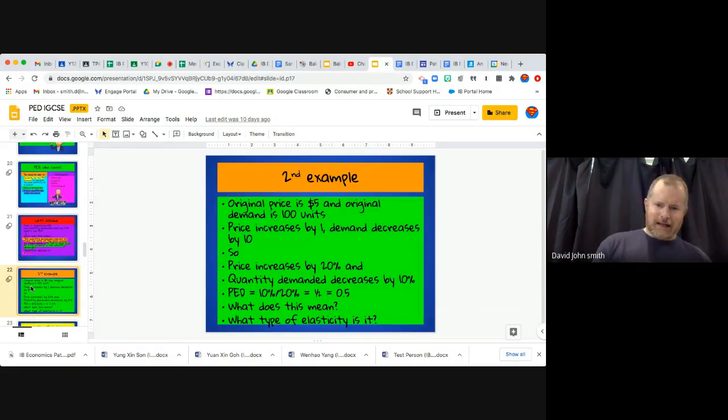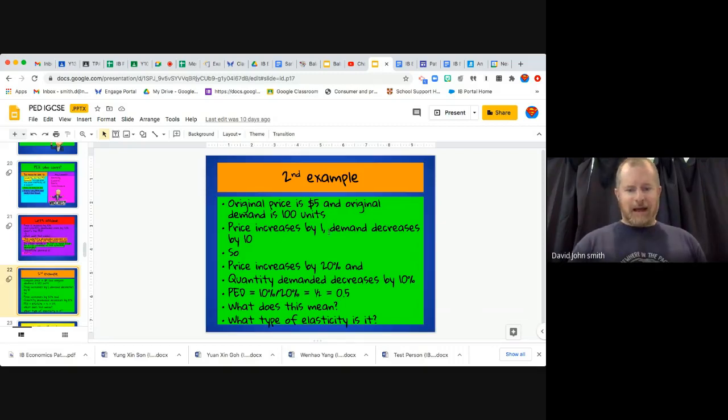Here's another example. Now, this one's slightly different because I haven't done the percentages. The original price of hats is $5 per hat, and the original demand is 100 units. The price has increased by $1 and the demand has decreased by 10 units. In this case, it's an increase.